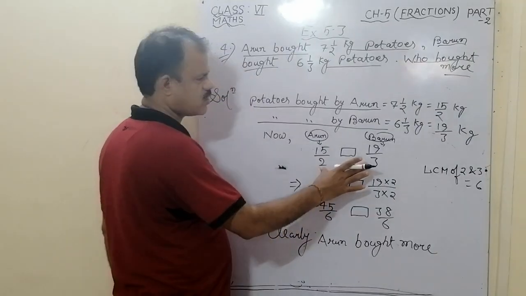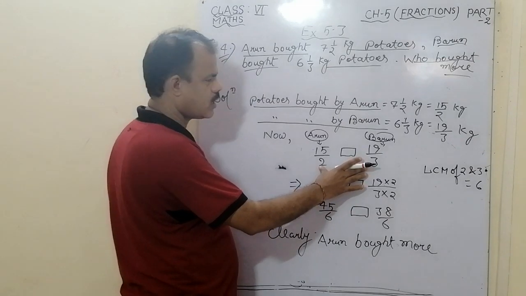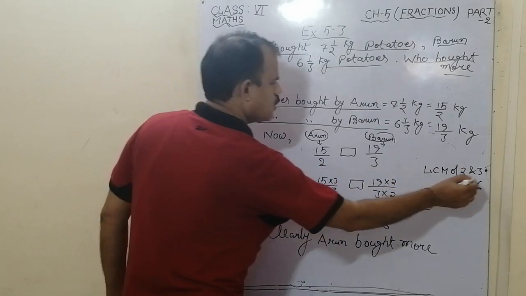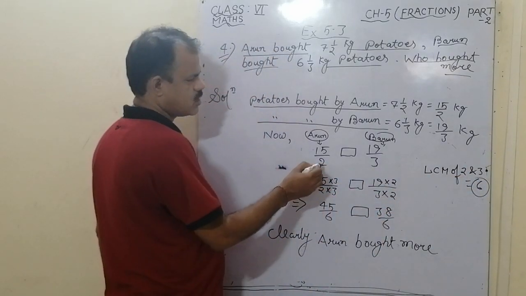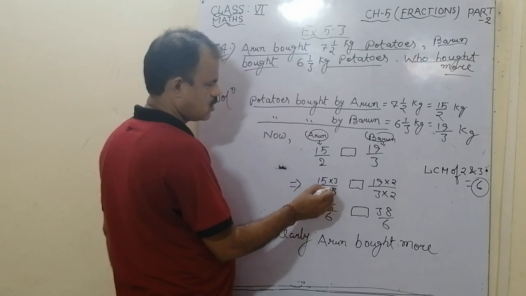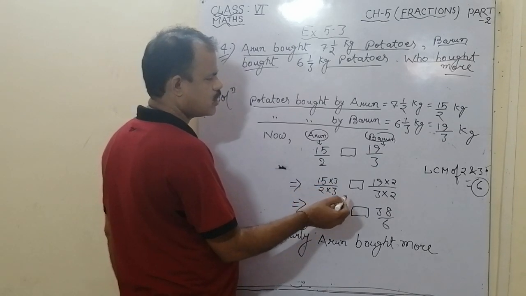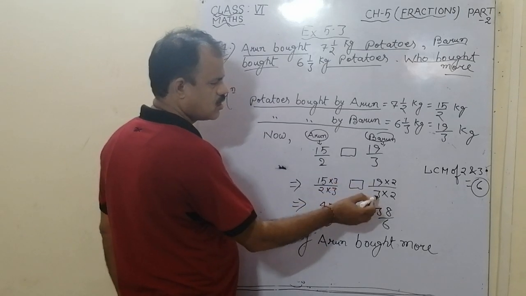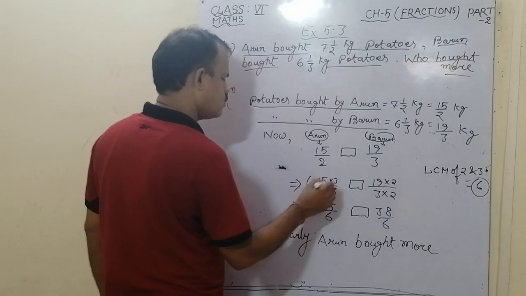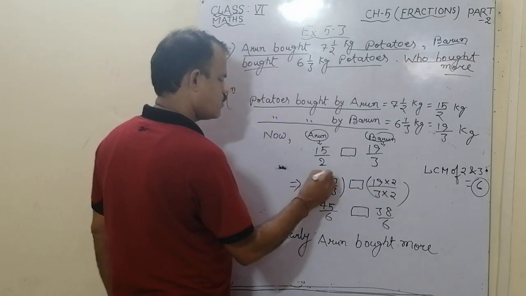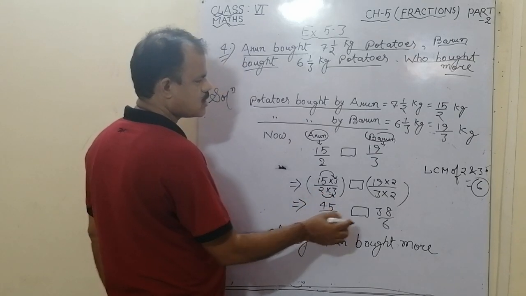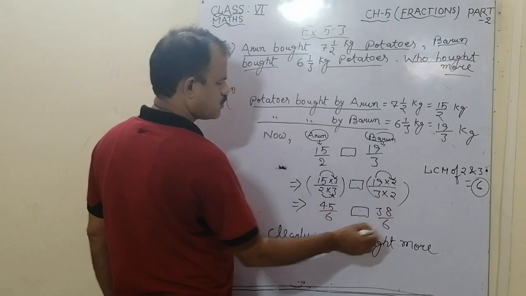So these are unlike fractions, and we change them into like fractions. So we have to take the LCM of the denominators 2 and 3. LCM is 6. So we change both 2 and 3 into 6. 2 into 3 is 6, so we multiply by 3 in both numerator and denominator. 3 into 2 is 6, so we multiply by 2 in both numerator and denominator. So 15 times 3 is 45, 2 times 3 is 6, 45 by 6, and 19 times 2 is 38 by 6.